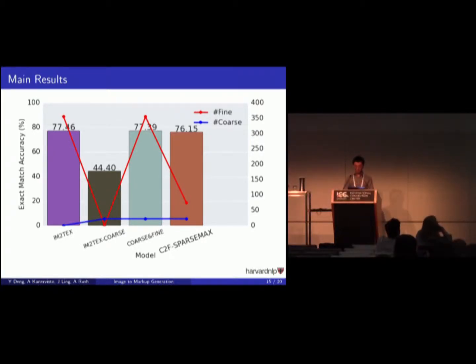So we can see that it attends to a much fewer number of fine cells, but the performance is very similar to the image-to-text model. And the coarse-to-fine reinforced variant attends to even fewer fine cells with a slight drop in accuracy.